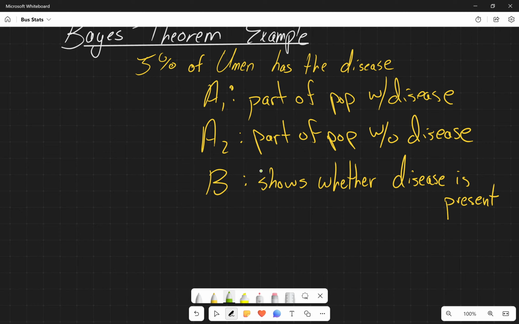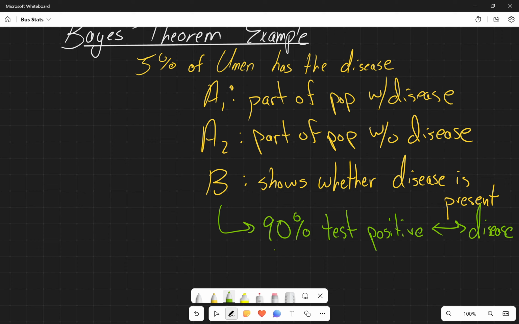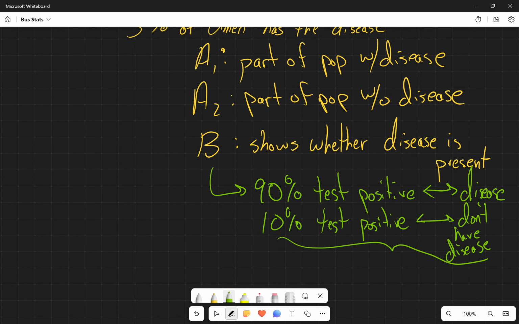We're told that there's a situation where 90% of the diagnosis, right, 90% of the test positive relates to actually having the disease. But then we're also told that there are some false positives. So when people test positive for something but don't have them, we call those false positives.